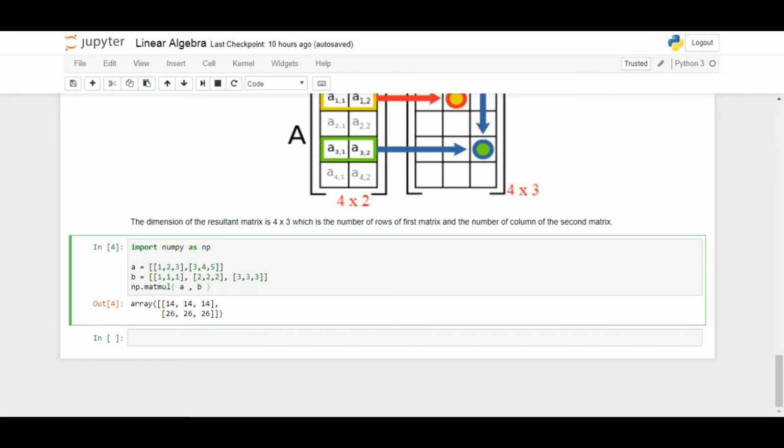This is all about the basics of linear algebra. The next session is on probability.